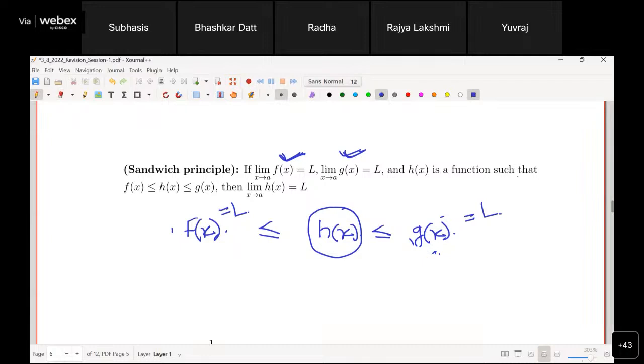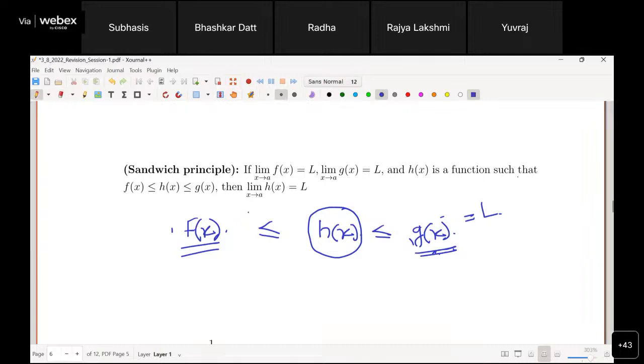So when this h of x is sandwiched in between f of x and g of x, by knowing the behavior of f of x and g of x at x equal to a, I can certainly tell about the behavior of h of x at x equal to a. So that is basically the sandwich principle. One more thing you need to know is that the limit of this and this should be the same. Then only you can say that the limit of h of x is L.